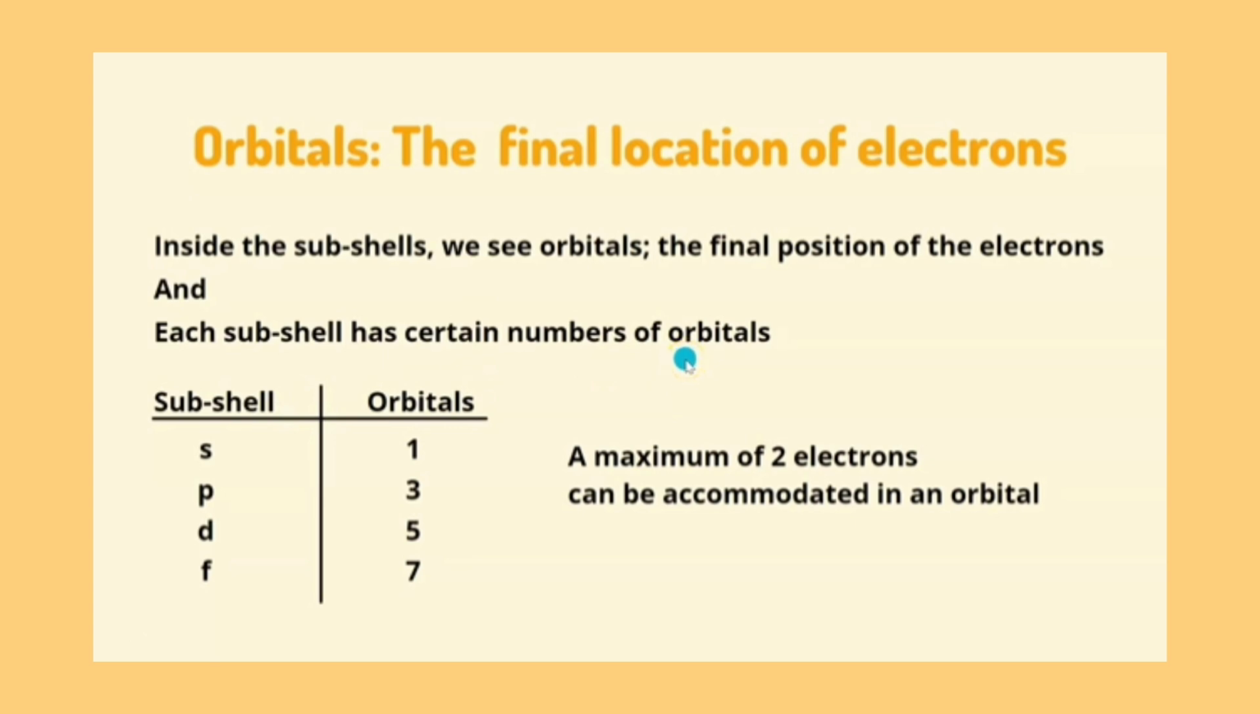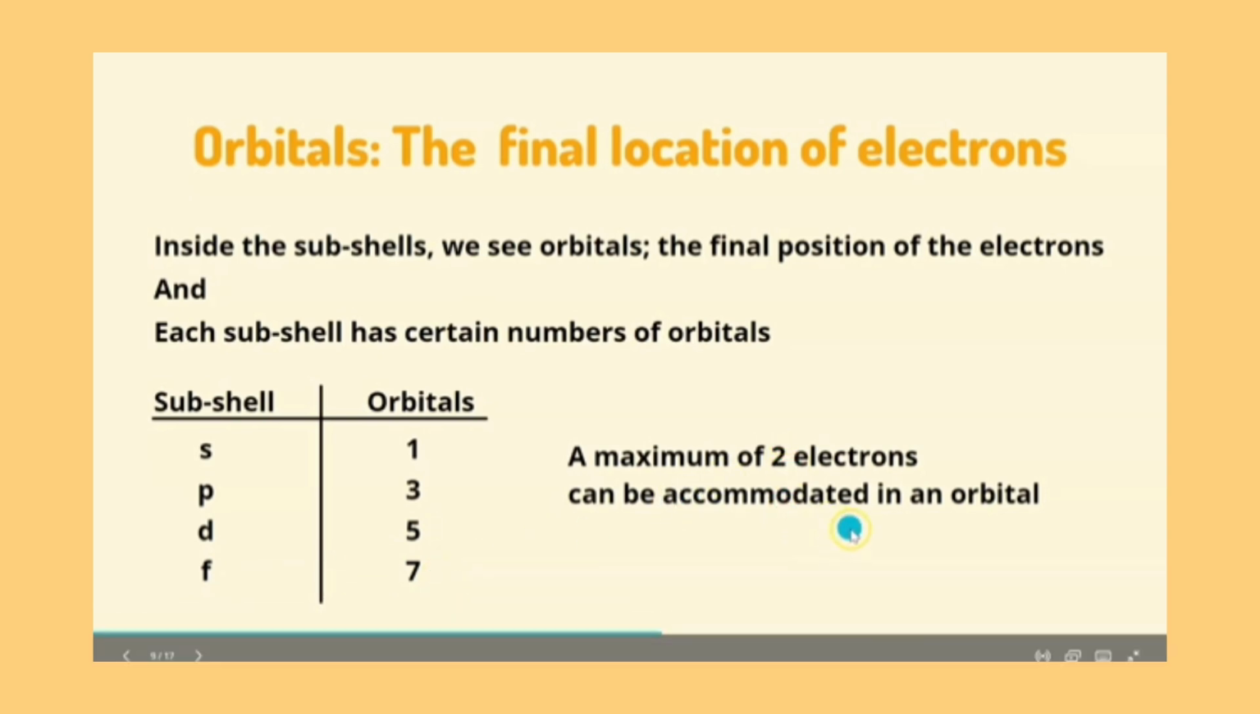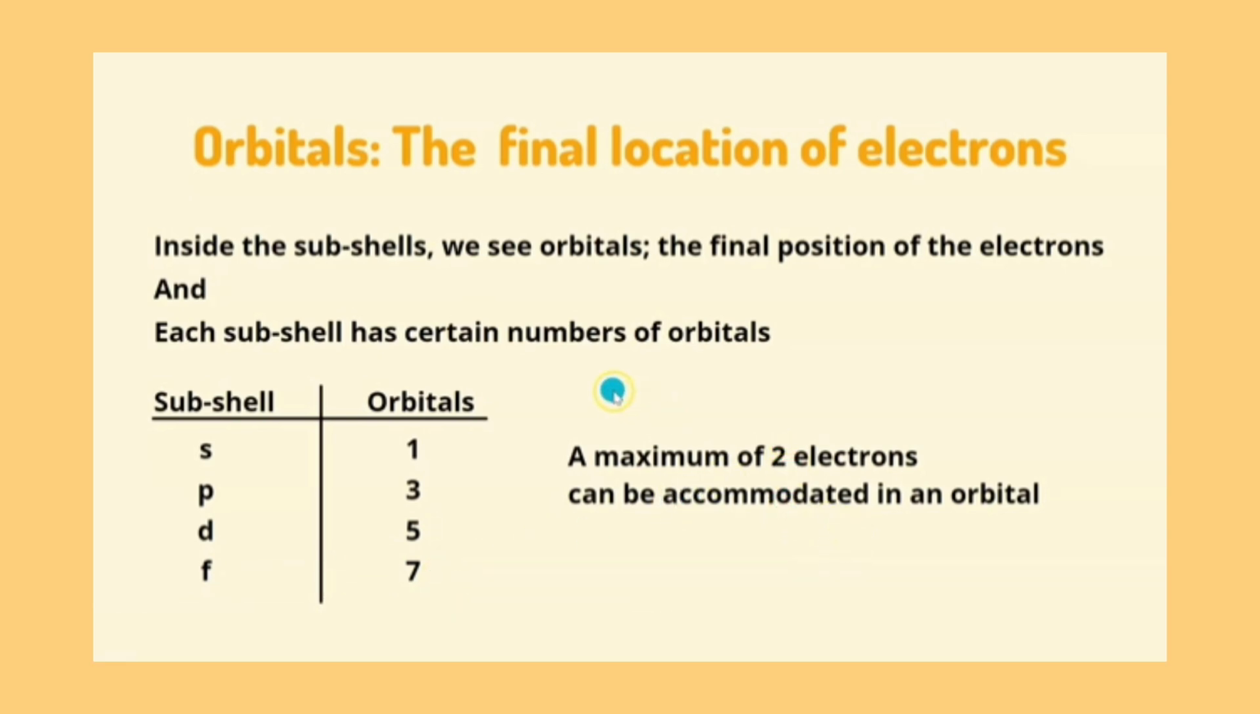If you see the S subshell, you have one orbital; in the P subshell you have three orbitals; in the D subshell you have five orbitals; and in the same way, in the F subshell you have seven orbitals. That means an orbital can accommodate a maximum of two electrons. In shells you have subshells, and in subshells you have orbitals. The key point here is how many orbitals are present in one subshell; you need to memorize and remember this.